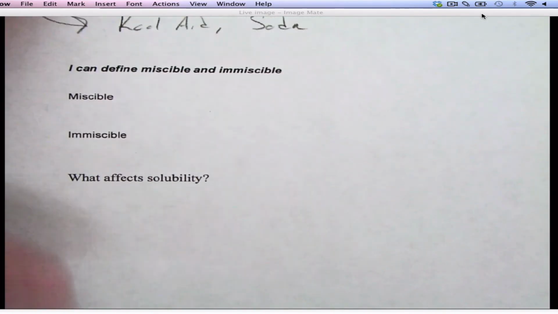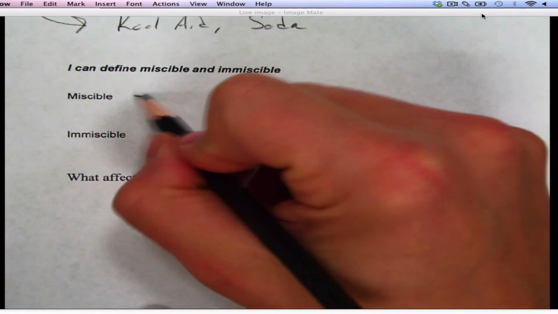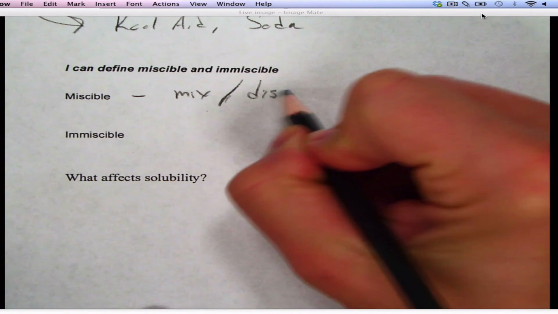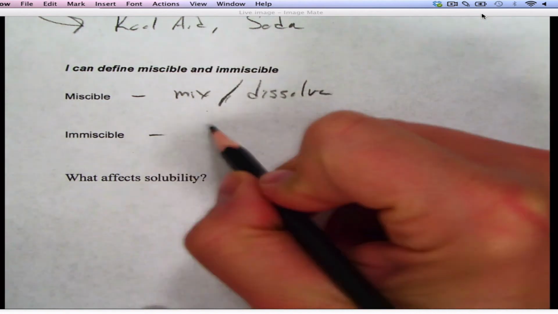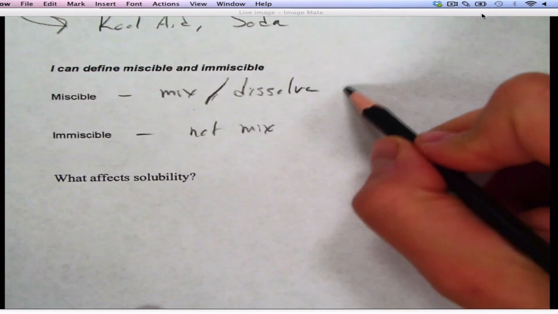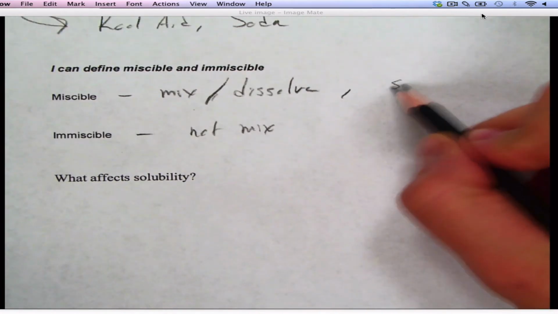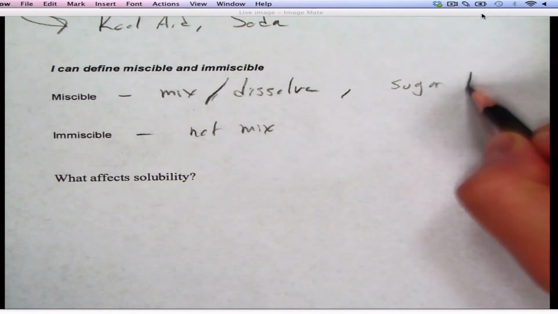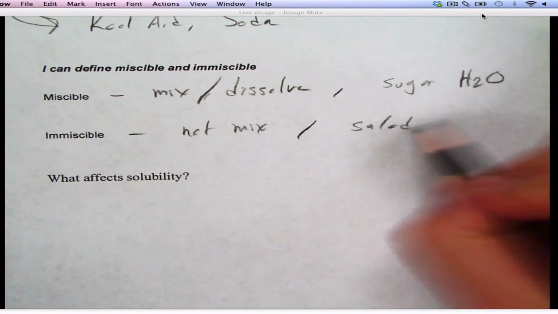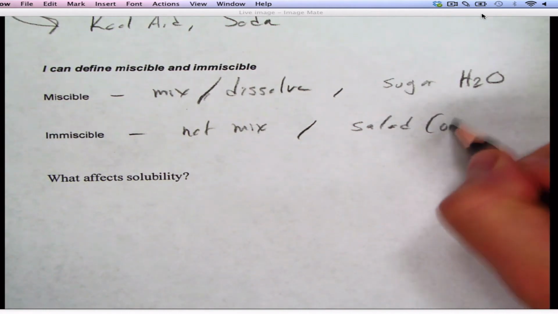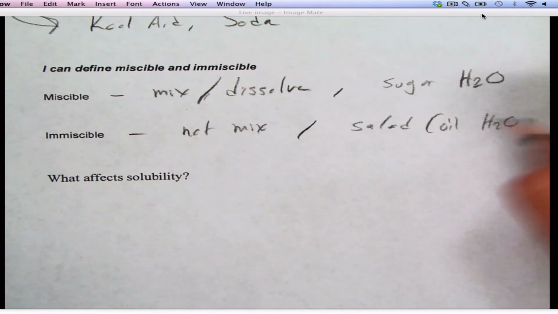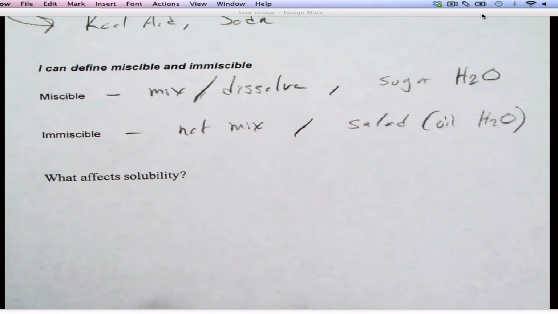Real easy stuff here for miscible versus immiscible. Miscible means it can mix or dissolve, however you want to view it, and immiscible means not mixing. An example of something that can mix would be sugar and water. Something that won't mix would be like salad dressing. You have oil and water, and you get the layer.